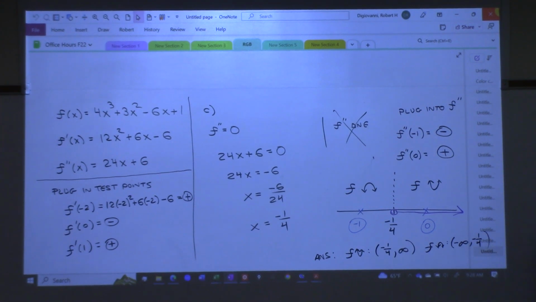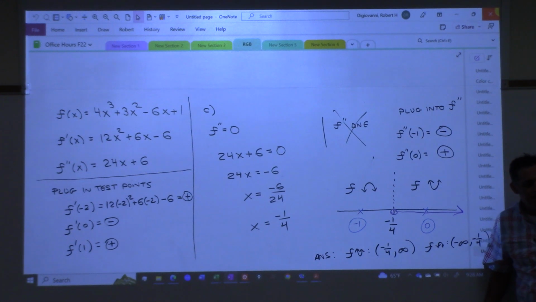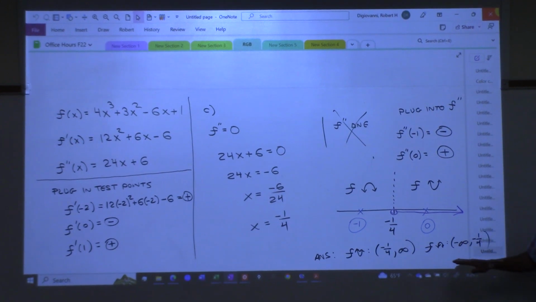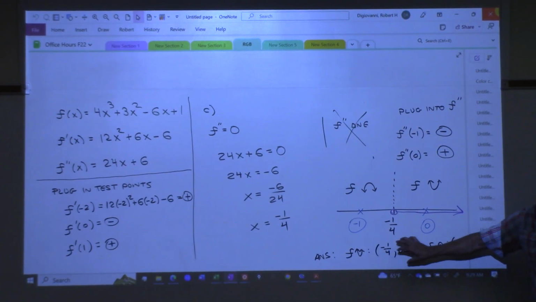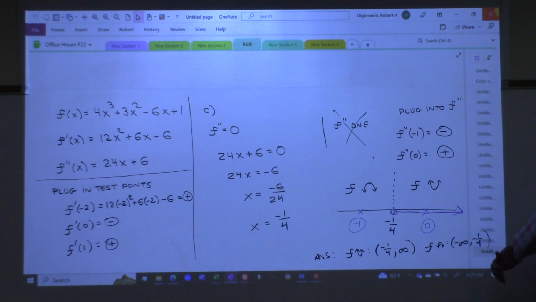On your final exam, which is the next test that you're going to take, we only have 6 class meetings left, including today. So after today, we only meet 5 more times, and then we have our final. On our final, this is what I'm looking for in terms of an answer for these: it's these intervals where it's concave up, concave down.